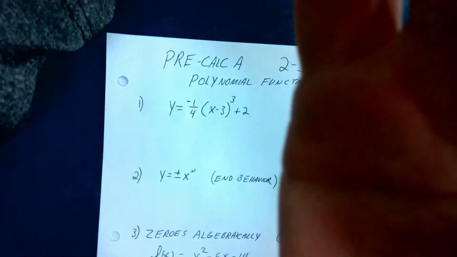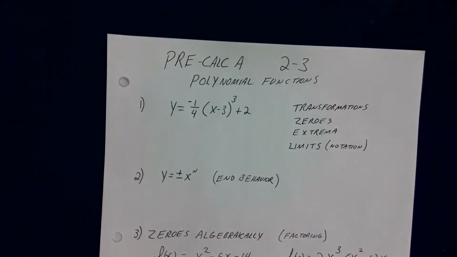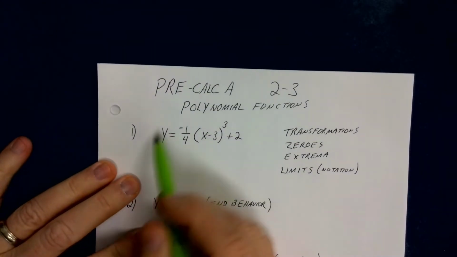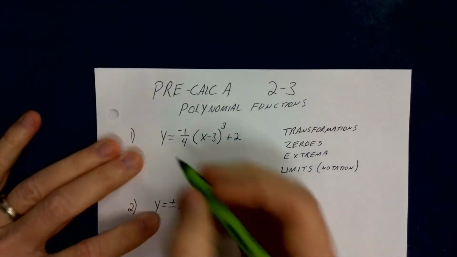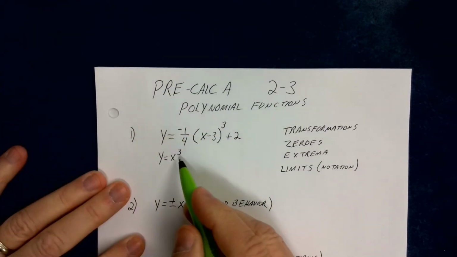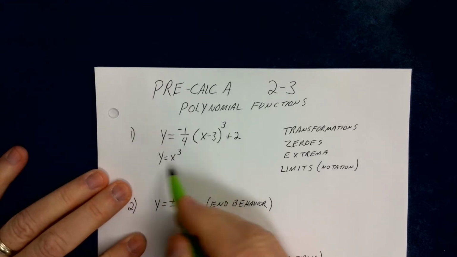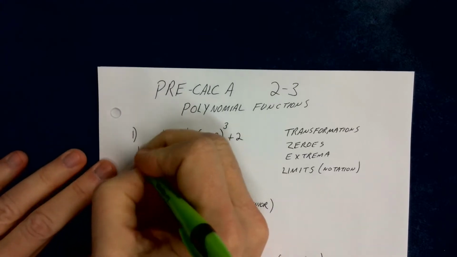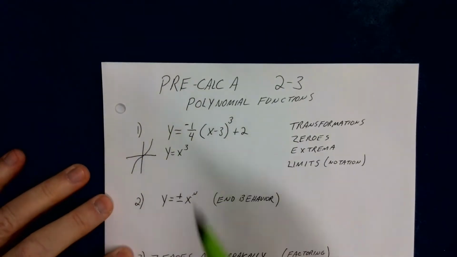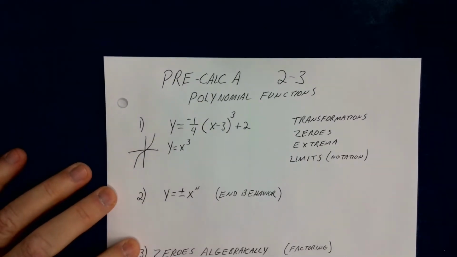So we're going to start off with something pretty basic. You guys have seen this a lot. So a transformational one. So you guys know that if I had what we'll call a base function or parent function, y equals x cubed, that would look just like this, right? Cubic function kind of goes through the origin. It's got rotational symmetry there.